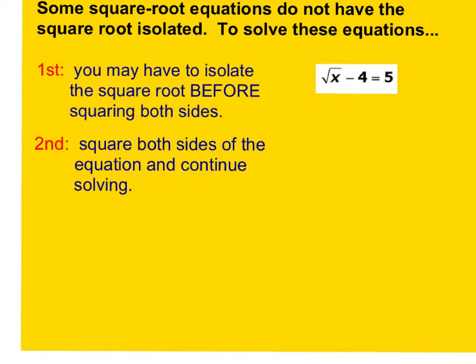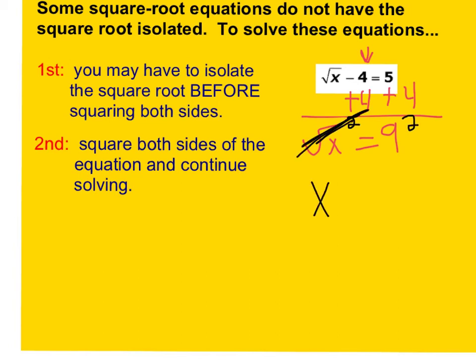Here's our example. I need to move this 4 to the other side. So I'm going to add 4 to both sides. And I get 9 equals the square root of x. Now, what I can do is square both sides, because this square root will get canceled, and now I have x equals 9 times 9 is 81. That's my answer, and it works.